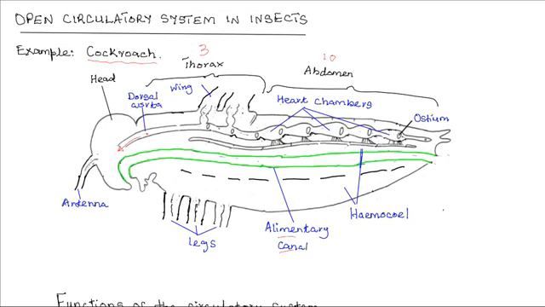Now, each chamber contains a pair of valves at the anterior end that prevent backflow of blood, because blood is propelled forward through the heart by waves of contractions which start from the posterior end and move toward the anterior end. So this propulsion from the posterior end pushes the blood towards the anterior end and out through the dorsal aorta. In the thorax, there are branches of the vessel that take blood to the wings.